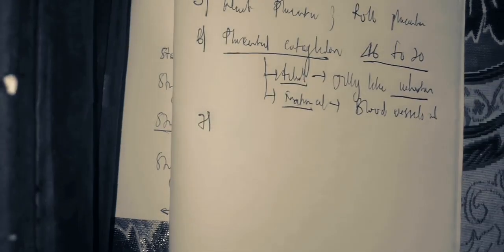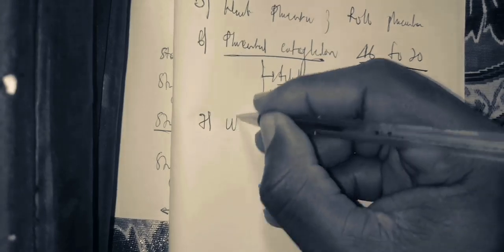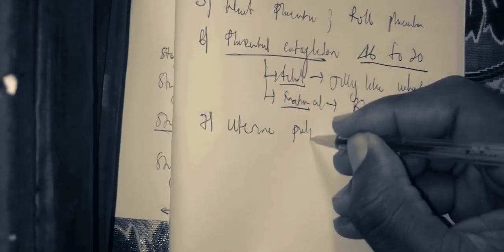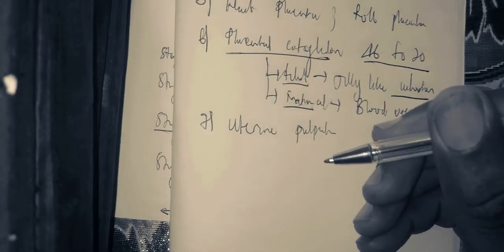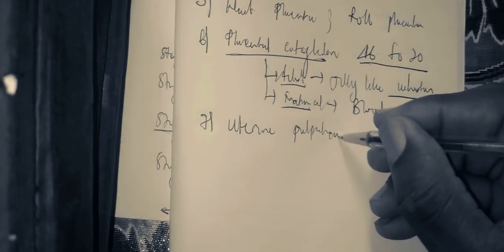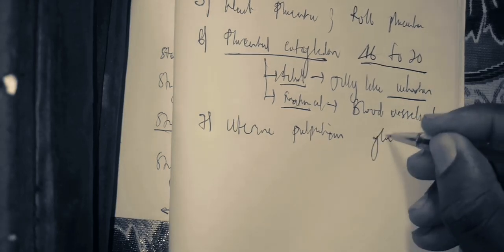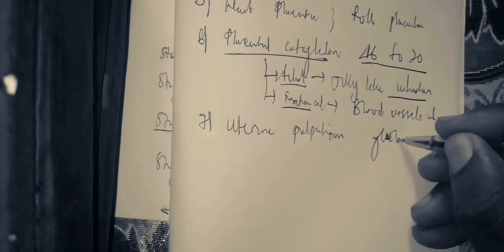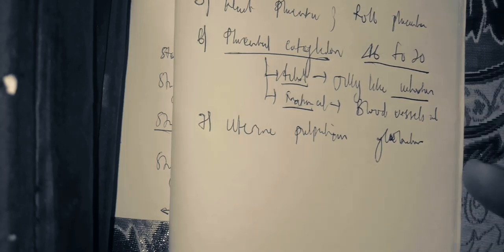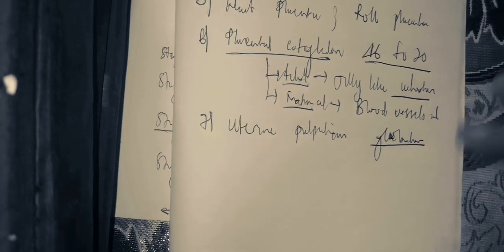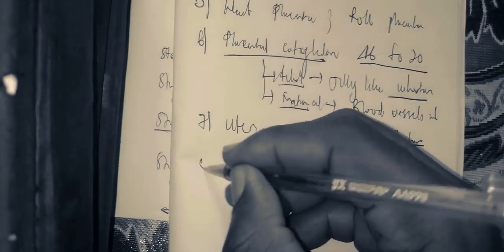Now, after evaluating the placental cotyledons, you do uterine palpation to evaluate if there are uterine contractions. Is it a uterine palpation to evaluate if the uterus is globular? Globular and firm. Is it clear? So we evaluate if the uterus is contracting. If the uterus is not contracting, we need to massage the uterus for uterine contraction.